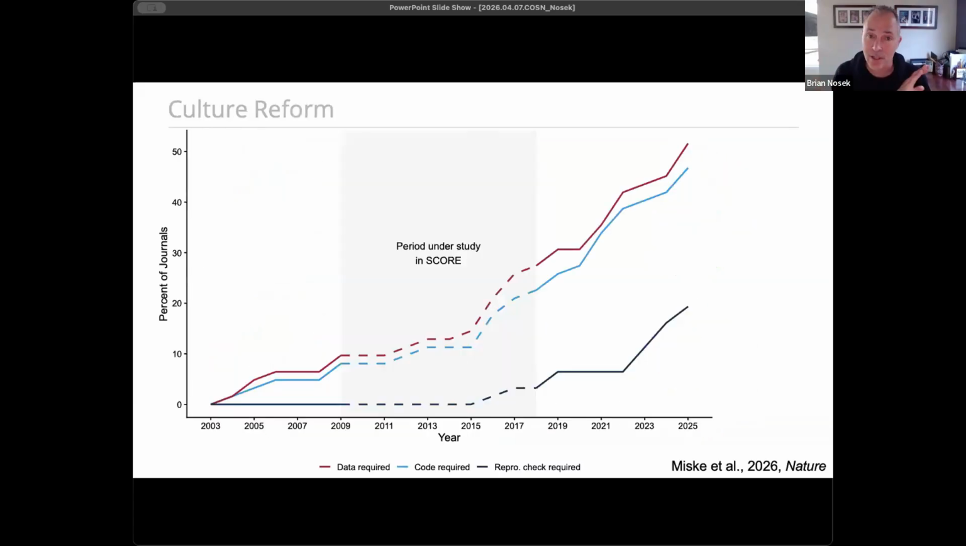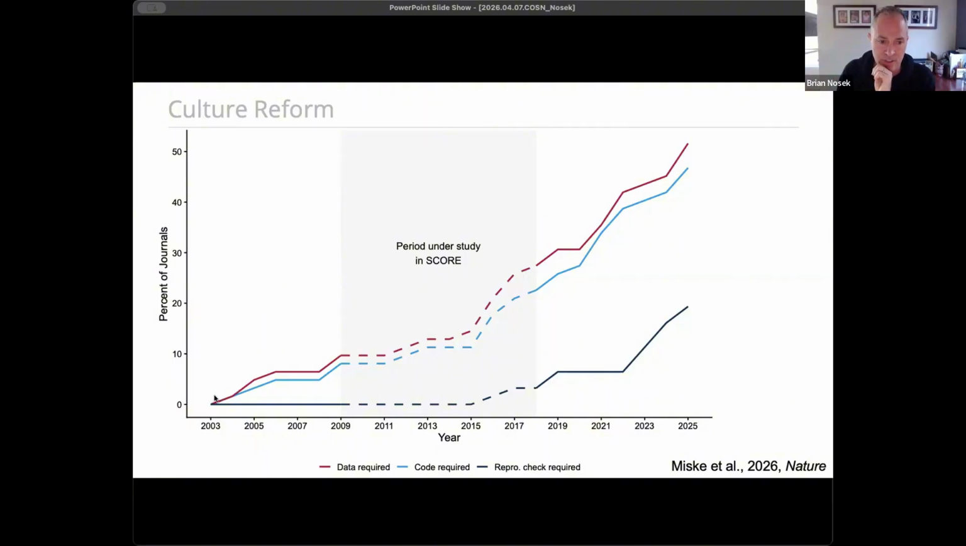So let me just point out that a lot has changed because of efforts like your network and many other grassroots networks around the world who are promoting different changes in research practice. I mentioned that the SCORE data comes from 2009 to 2018, in gray here. What I'm showing you on the y-axis is the proportion of the 62 journals in the SCORE project that have requirements for data sharing in red, code sharing in blue, and actually the journals themselves conduct reproducibility checks on the data before publication in dark blue.